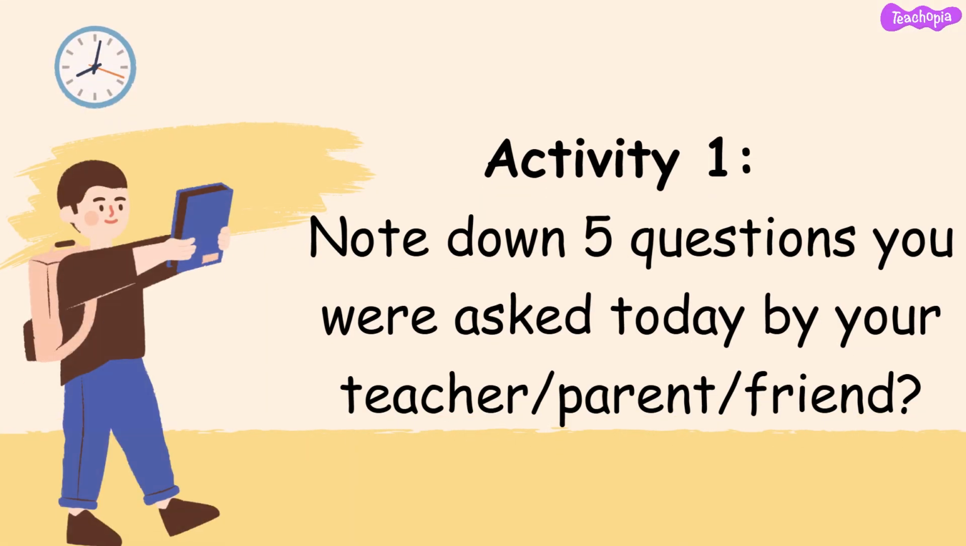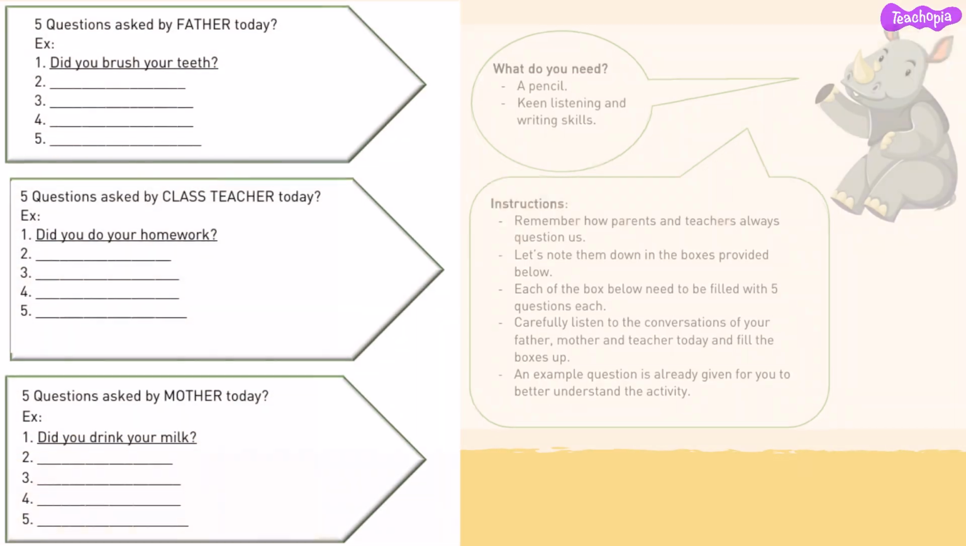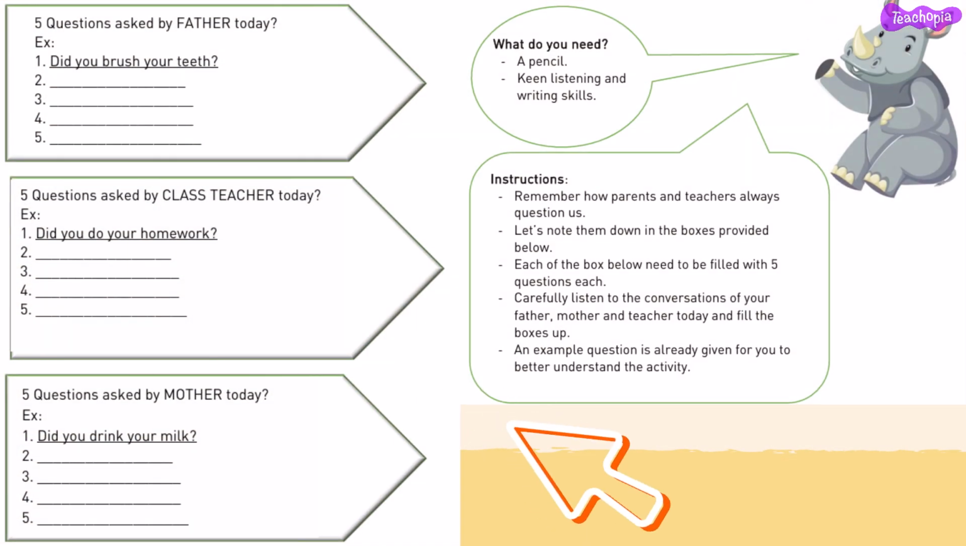Now here we have our activity 1, where the students have to note down 5 questions they were asked today by the teacher, parent or friend. So the students are going to list down 5 questions asked today. They are going to answer 5 questions asked by father today, 5 questions asked by the class teacher today, and 5 questions asked by mother today.